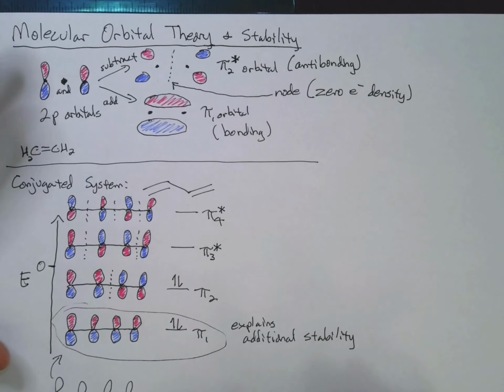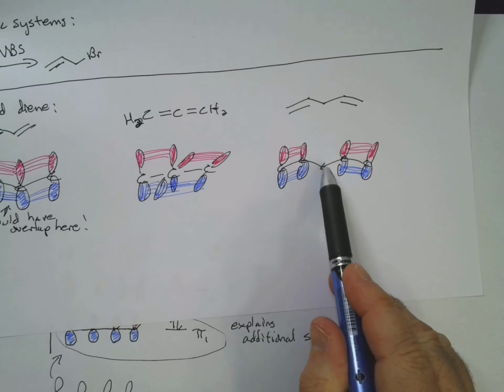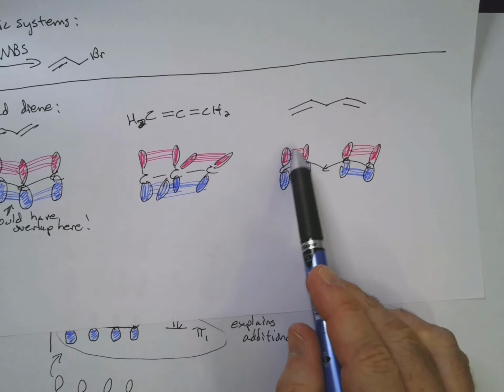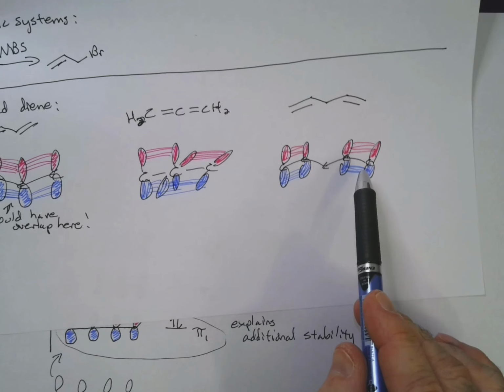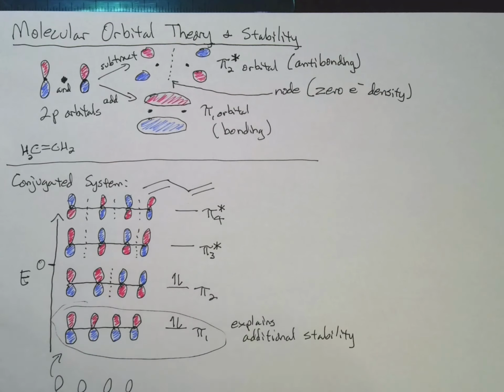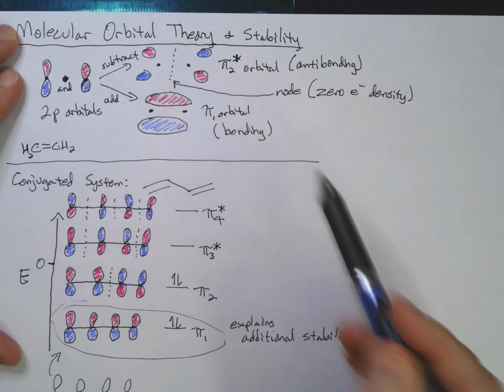Okay? An isolated, where's my isolated? Here's my isolated guy here. I'd have another atom in between with no p orbitals. So I'd really just be looking at these guys individually. And here, because they're not in the same plane, they can't overlap to give us this type of system.